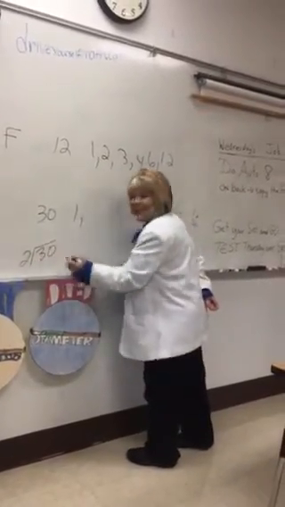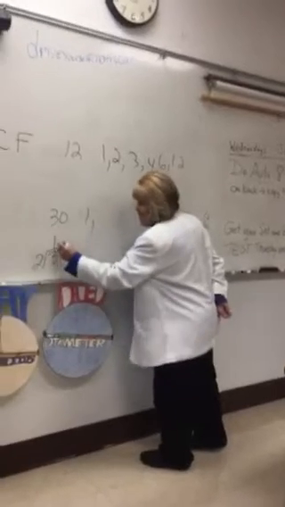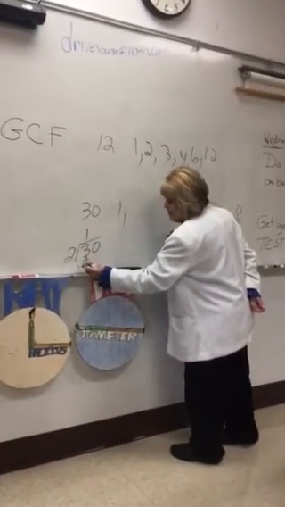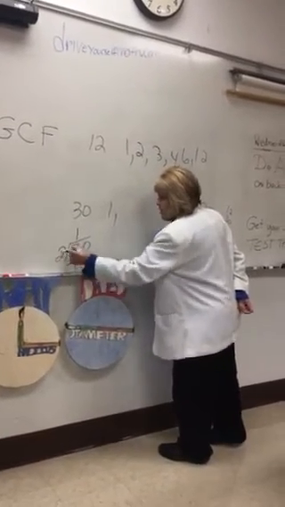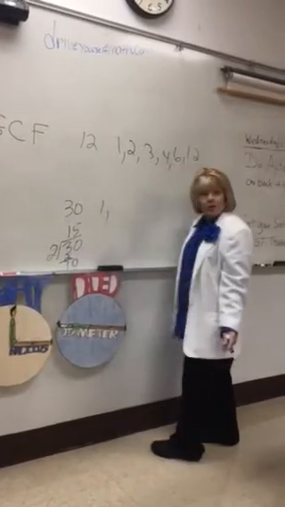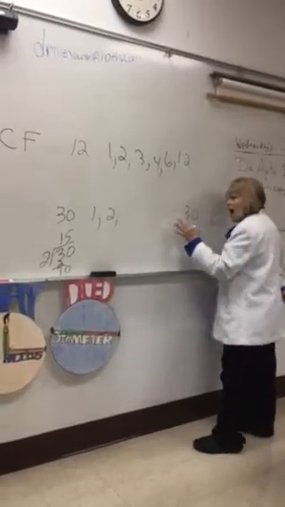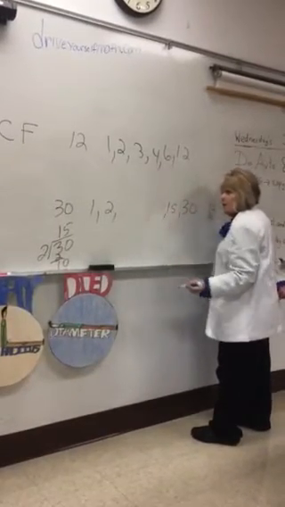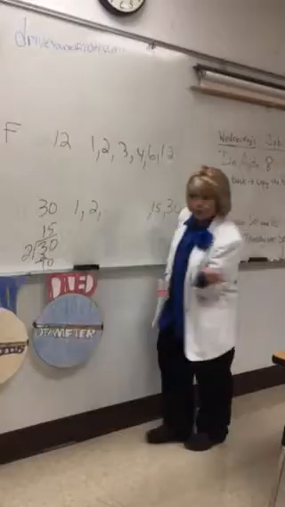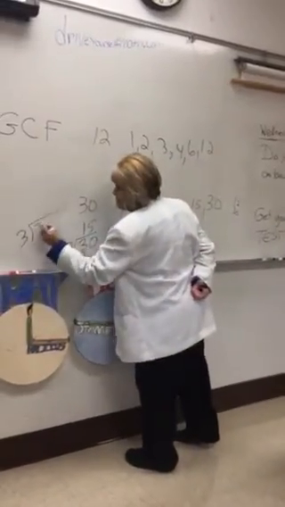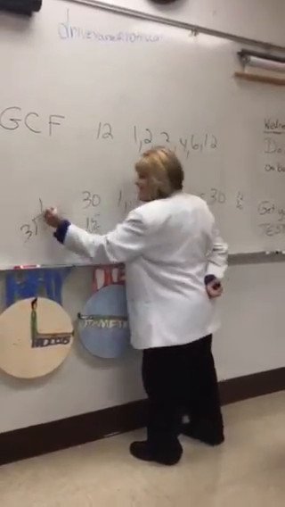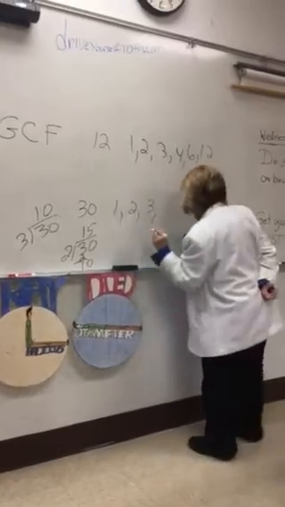2 into 3, 1. 1 times 2 is 2. Subtract, bring down the 0. That's fine. There's your partners. 2 times 15 gives you 30. You just go all the way down here and put 15. Then you try 3. Will 3 go evenly into 30? Yes. How many times? 10. So 3 times 10.